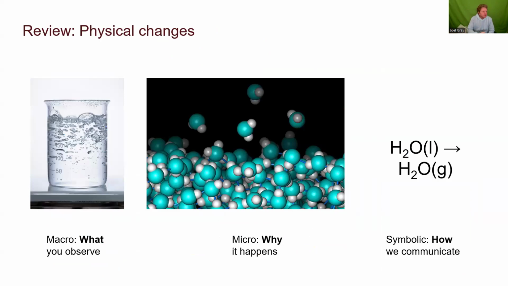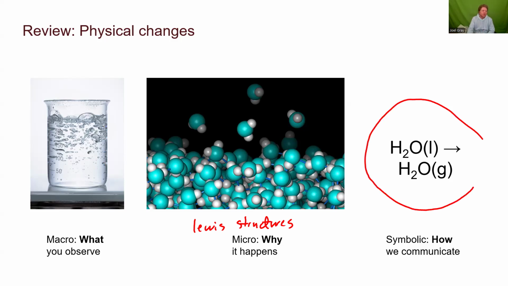Now, as a little bit of a review, we've talked about physical changes. With physical changes, we've talked about what we're observing on a macro level. So when water boils, what does that look like? Then we've looked at things on the micro level, where we look at our Lewis structures. So this is kind of representative of what's happening at the macro level. What we're going to get into here a little bit more is symbolic. We've talked about symbols, but we haven't gone too deep into them. We're going to be using symbols quite a bit more.